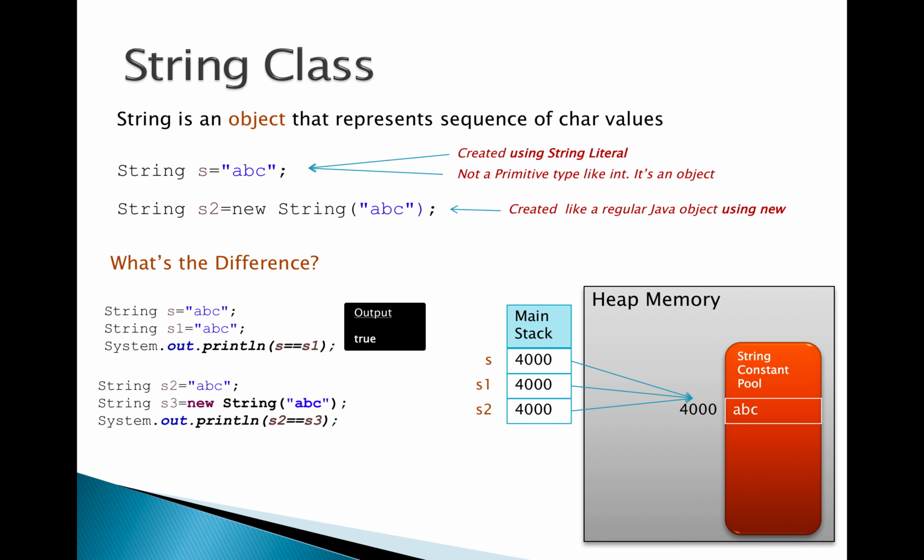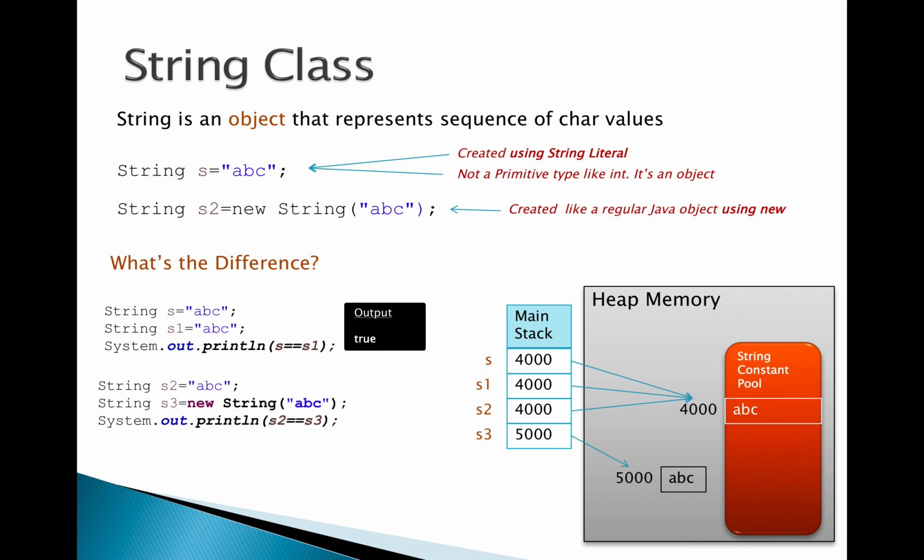And when you do s3 equal to new String("abc"), here we are not doing s3 equal to "abc", we are doing new String. Whenever we use the new operator, what is going to happen? It is going to create a new memory location in the heap. Let's say 5000 is the memory location, and s3 is going to point to the 5000 memory location, not to the 4000 memory location.